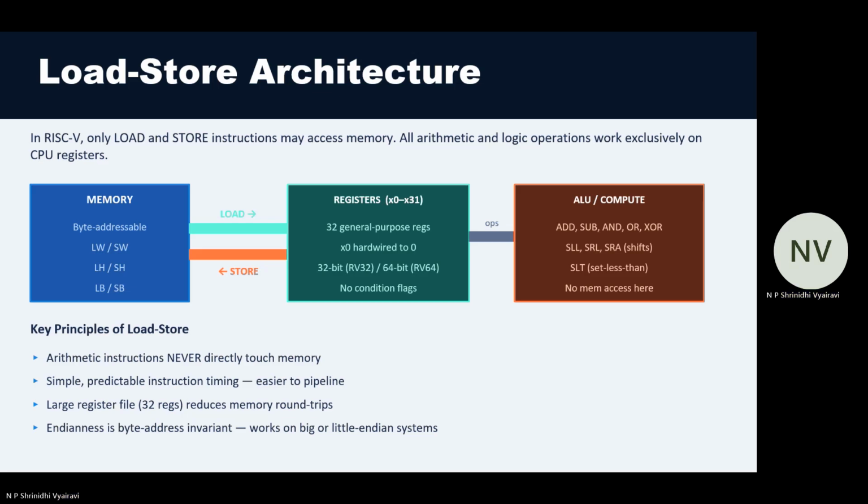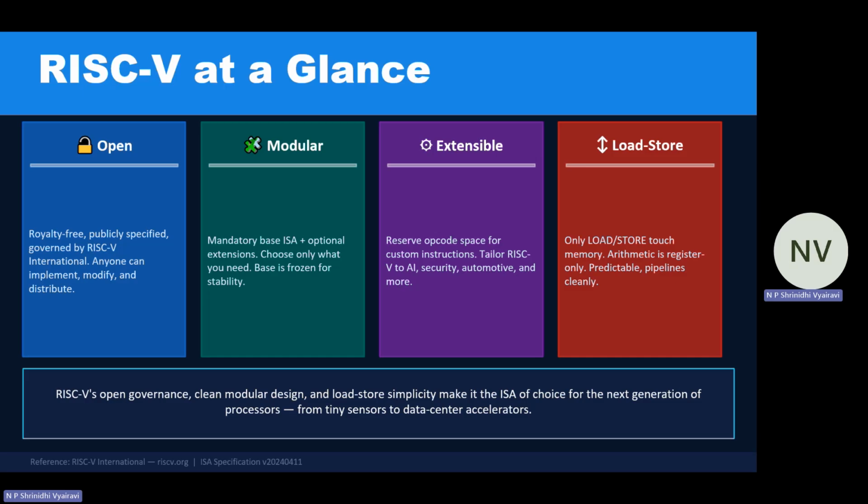So this is all pretty much, guys. Let's have RISC-V at a glance. It's open source, completely free, you don't have to pay a licensing fee. Modular: you have a base ISA, and depending on your needs, you add extensions. Extendable: you tailor it to whatever needs you have. Only load store, so it makes pipelining easier and processing much faster.